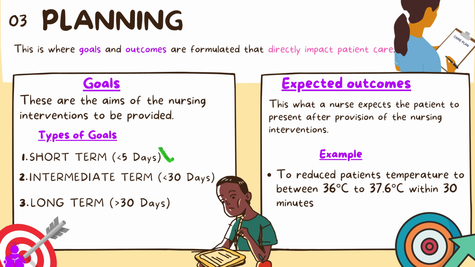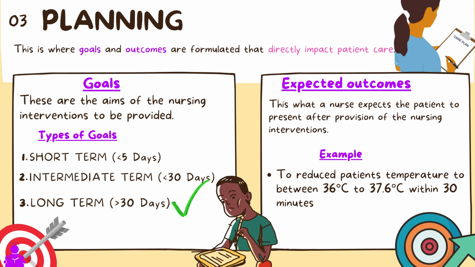We have short-term goals, which are quick wins, and we shall achieve them within at least 5 days. Think of immediate pain relief. Think of stabilizing the patient's vital observations. Those are short-term goals. Then we have intermediate-term goals, which are medium-term, and these ones take a bit longer, around less than 30 days, maybe getting a patient to walk independently.